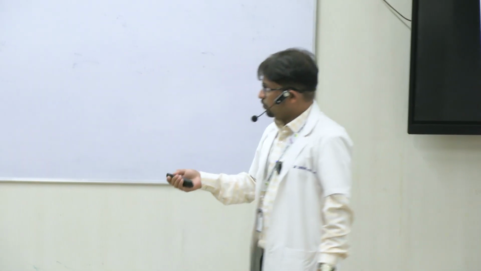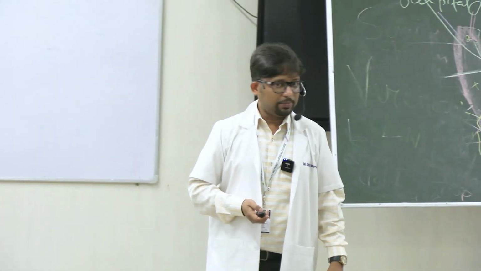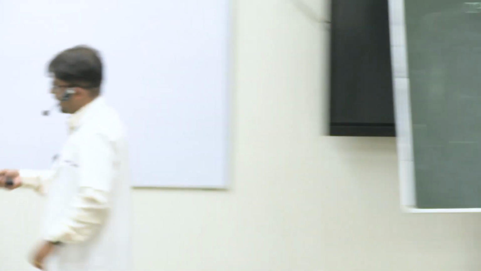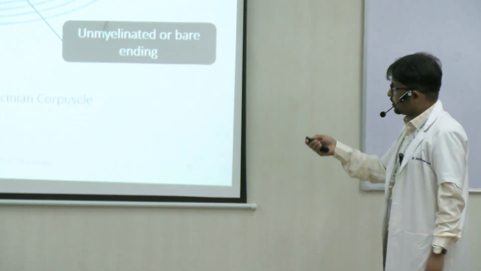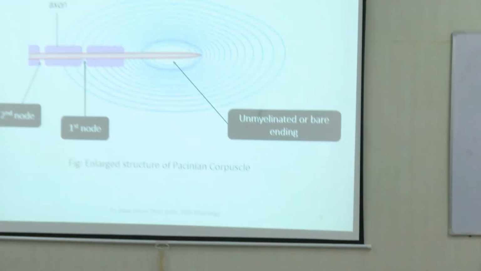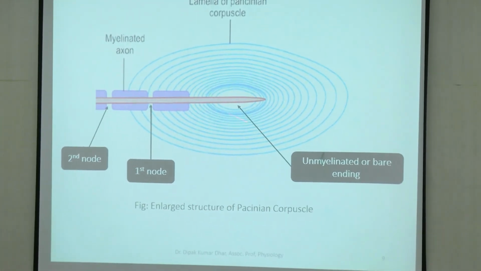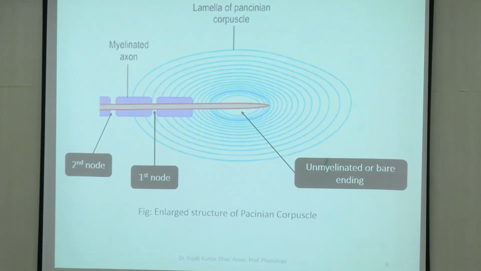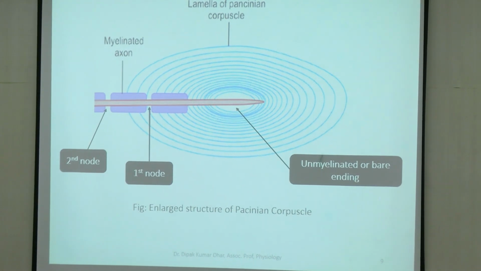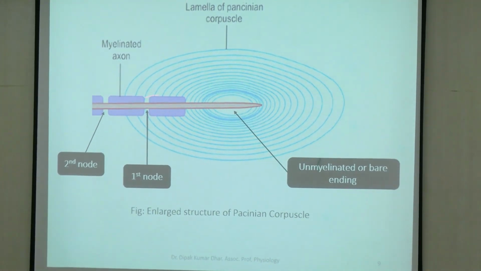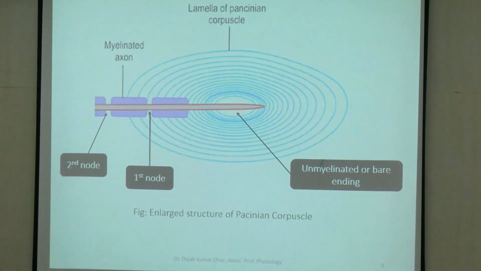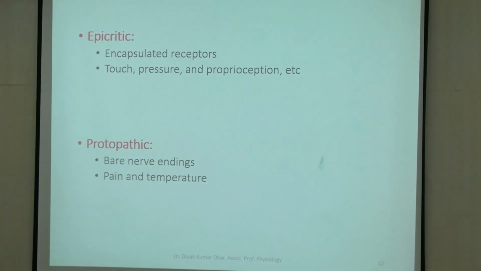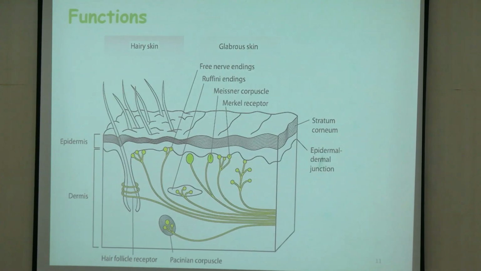Okay. We have also seen an enlarged view of the Pacinian corpuscle where we also highlighted that the center of the corpuscle is where the nerve ending is present, right? And the first node of Ranvier is within the corpuscle, the second node is outside the corpuscle. Signal transduction starts within the first node itself. We will come to this in a bit. We have seen epicritic and protopathic receptors also.